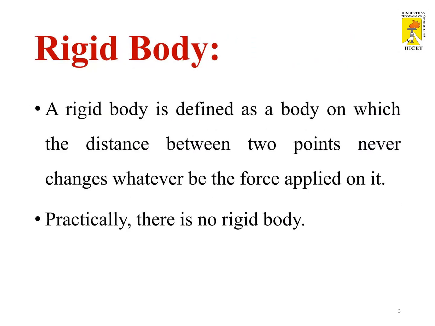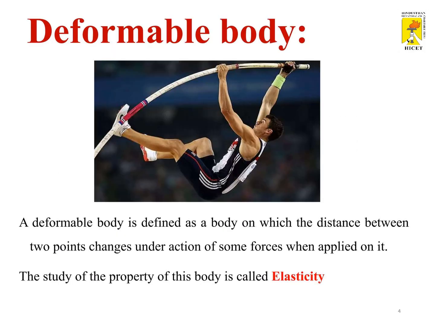A rigid body is defined as a body on which the distance between any two points does not change, whatever forces are applied on it. Practically, there is no rigid body. A deformable body is one where a member tends to undergo some deformation. We call it a deformed body.